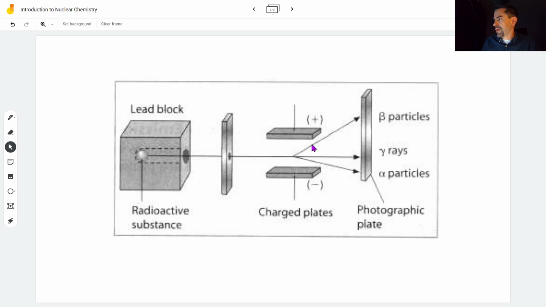You can see that the beta particles are deflected more easily, and that means that they are lighter, and the alpha particles are deflected not as much, so that means they are heavier, they have more mass. These gamma rays are just electromagnetic rays, very high energy rays, and they don't have any charge at all, so they aren't affected by the charged plates.